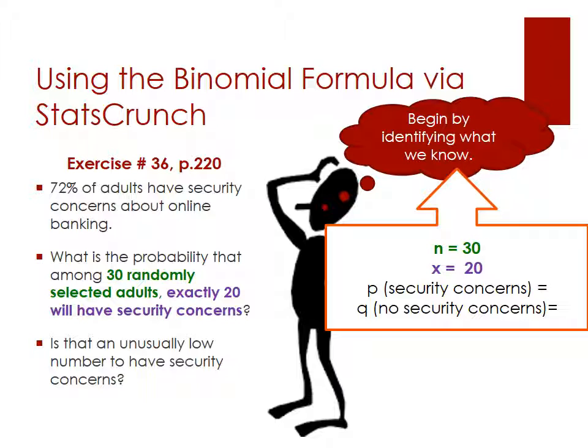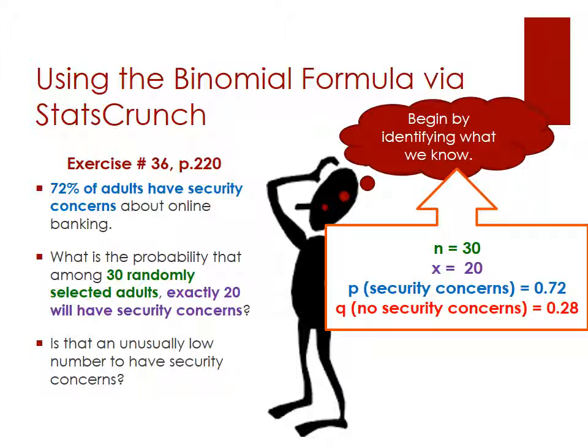Okay, your n would be equal to 30, so we have exactly 30 randomly selected adults, our number of trials. X is 20, because that's what we've been given, so we have exactly 20 who will have security concerns. Then, looking at our probabilities, our p, security concerns, is 0.72, drawn from the 72% reported previously. And we set q, those having no security concerns, to be 1 minus 0.72, which gives us 0.28.